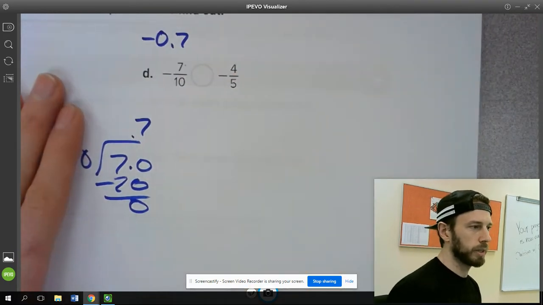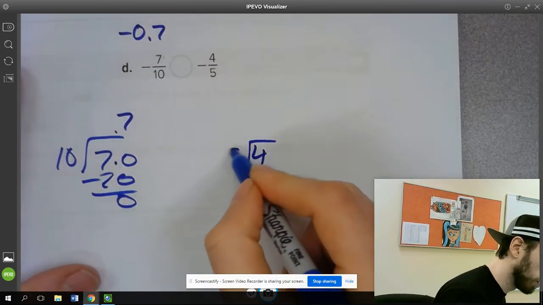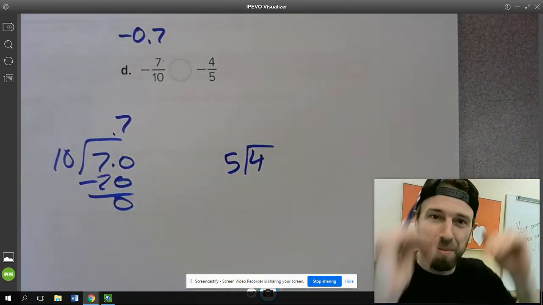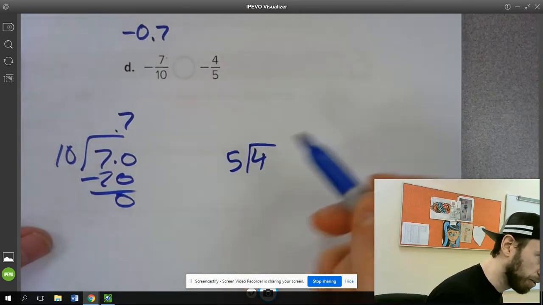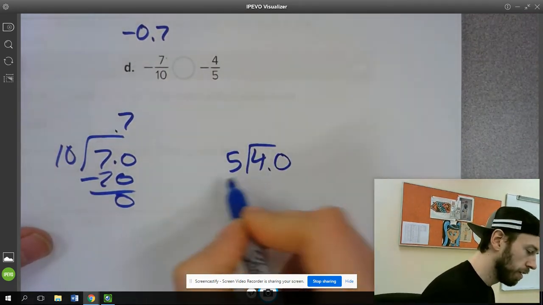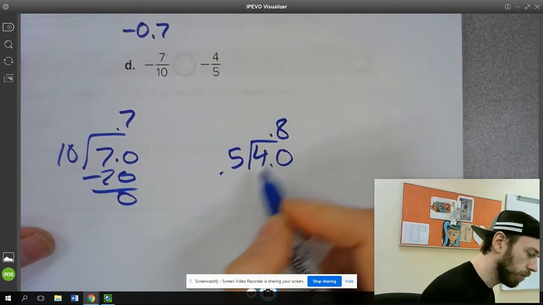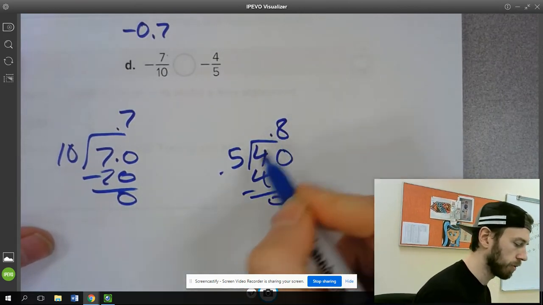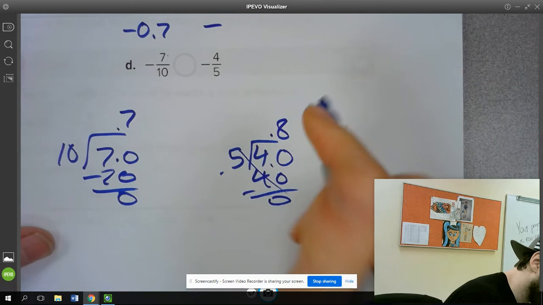Okay. Now I'm going to switch this one to a decimal as well. All you got to do is 4 divided by 5. All you're going to do is divide the top number by the bottom number. 5 does not go into 4. That's okay. I'll just put my decimal there. 5 goes into 40 8 times though, which is 40. And so this one is negative, right? 0.8.